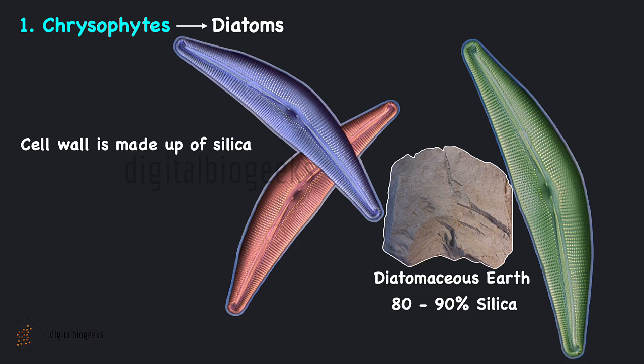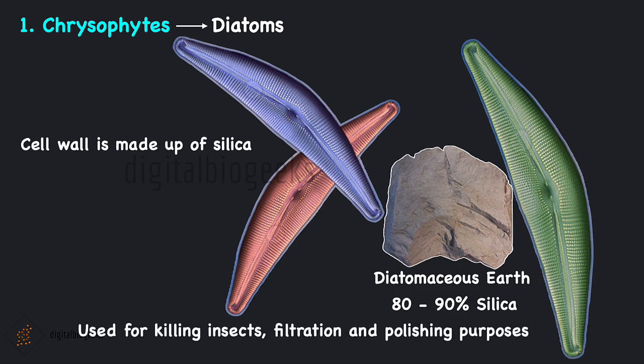It contains about 80 to 90% silica and is thought to kill insects by dehydrating them or drying them out. Also, the powder allows liquid to flow through while capturing unwanted materials. Hence, it is used for filtration of oils and syrups. It is also used for polishing purposes. Diatoms are known as the chief producers in the oceans as they grow very rapidly when the nutrients are available. So they can fix a large amount of carbon dioxide by carrying out photosynthesis.